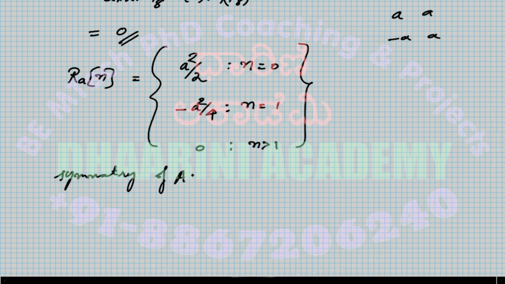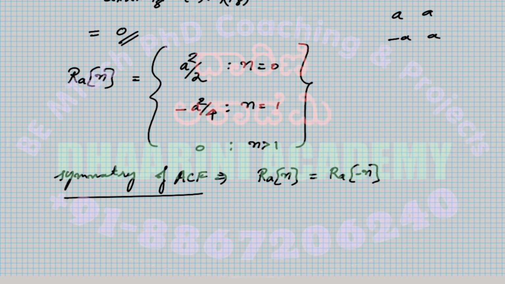Symmetry of the autocorrelation function. It means if you have RA of n, that is always equal to RA of minus n, right? Because n is the shift which you are going to give. So the shift can be positive or negative, correct? So because of that, now I'll slightly modify.